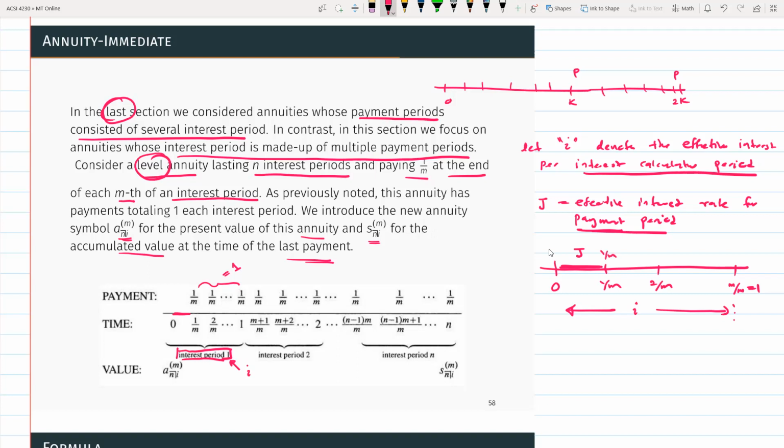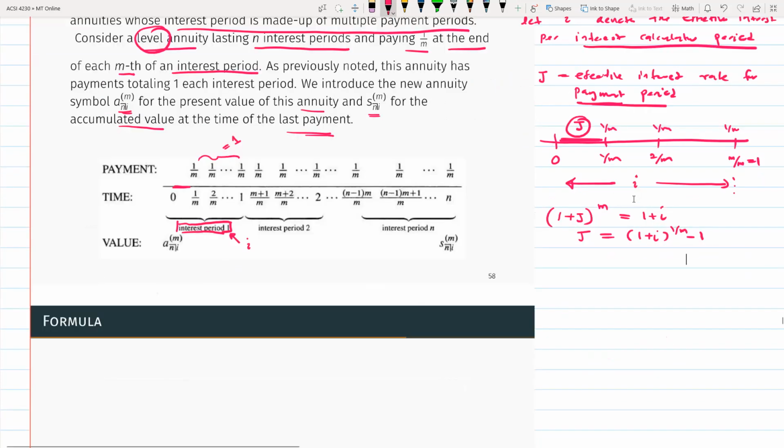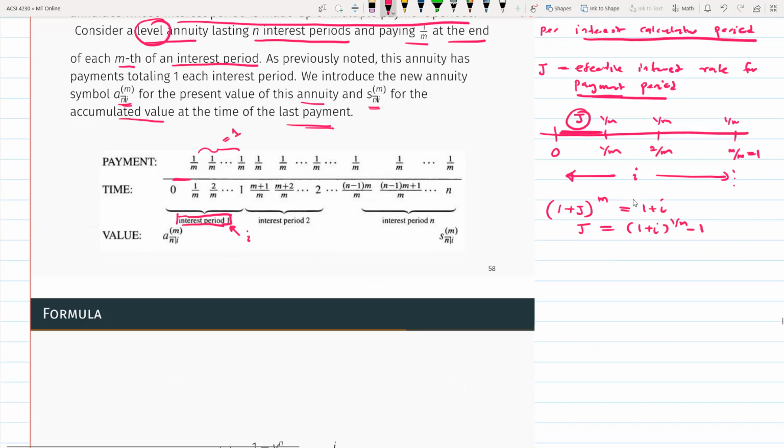Here you are getting payments of 1 over m each time. How do you calculate this J? We know that (1 plus J) to the m should be equal to 1 plus I. So from there, J equals (1 plus I) to the 1 over m, minus 1. Now, I have payments of 1 over m, and how many payments? You have m times n payments, no?